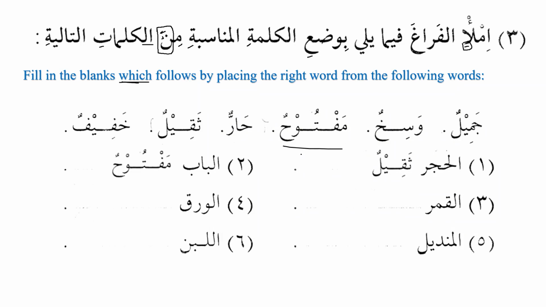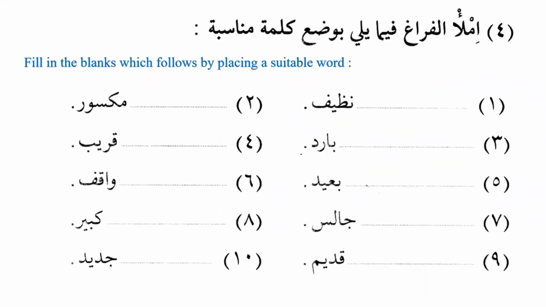Then we have al-qamaru. Al-qamaru, normally we say the moon is beautiful. So we will say al-qamaru jamilun, the moon is beautiful. Al-waraqu, normally it's light. So we will say al-waraqu khafifun, excellent. Then we have al-mindilu, the handkerchief. And unfortunately, every time it has to be dirty. So al-mindilu wasikhun. And then we have al-labanu, the milk. And normally the milk is hot when we heat it. So al-labanu harrun, the milk is hot. Excellent.